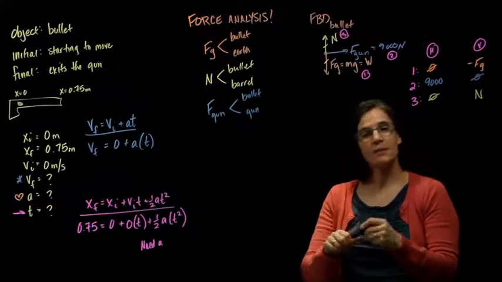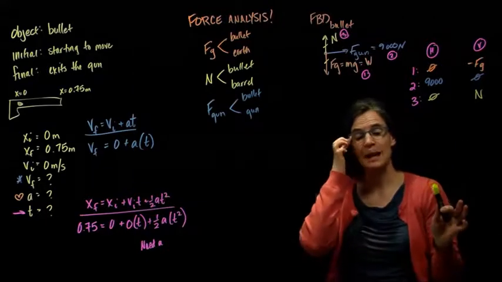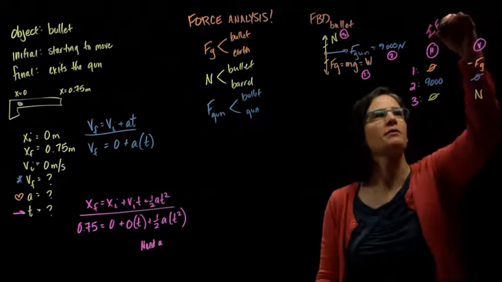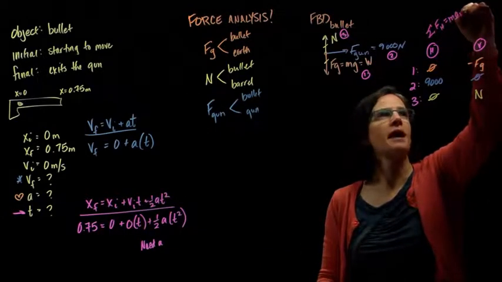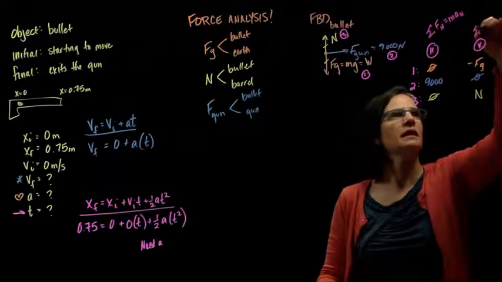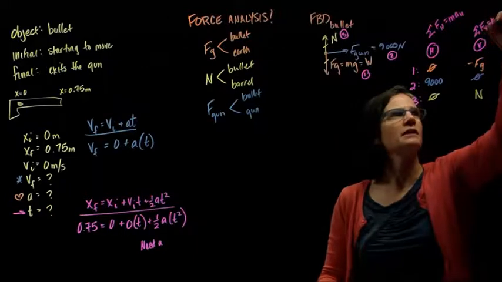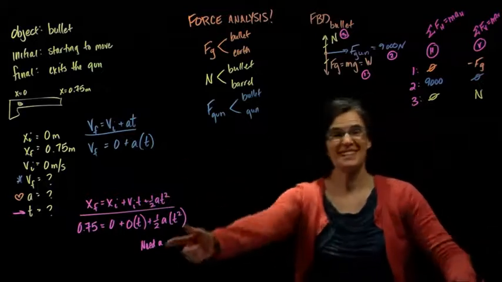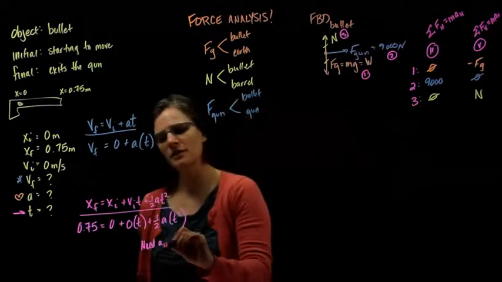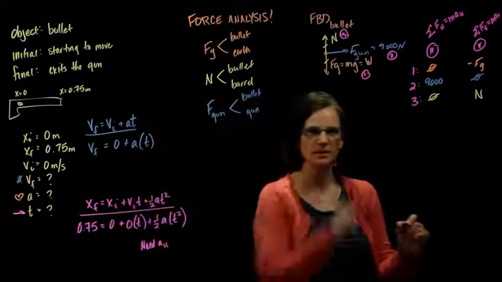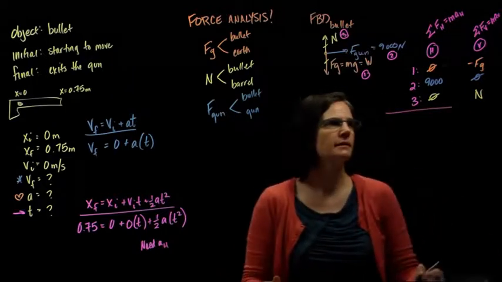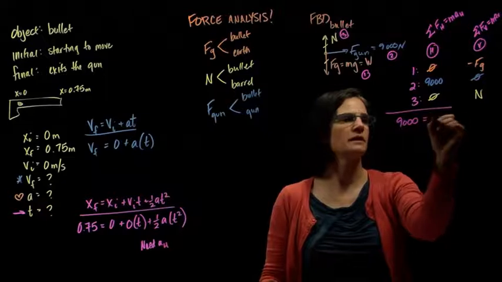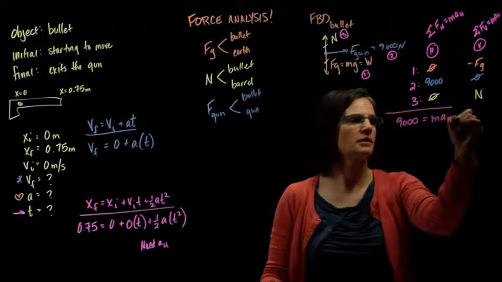Okay, so now I apply Newton's second law in each dimension, examining the forces in each dimension independently. So the sum of the forces horizontal is equal to the mass times the acceleration horizontal, and the sum of the forces vertical is equal to the mass times the acceleration vertically. Now I'm interested in the acceleration. This is a horizontal acceleration. This motion was all horizontal, so I'm going to start with that dimension. So 0 plus 9,000 plus 0 is going to equal the mass times the acceleration horizontally.